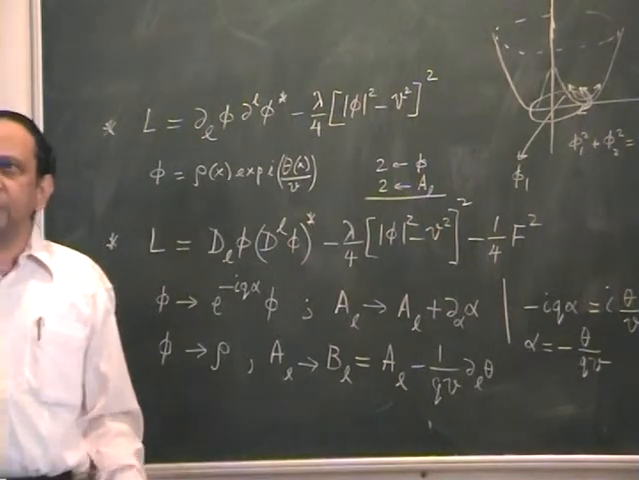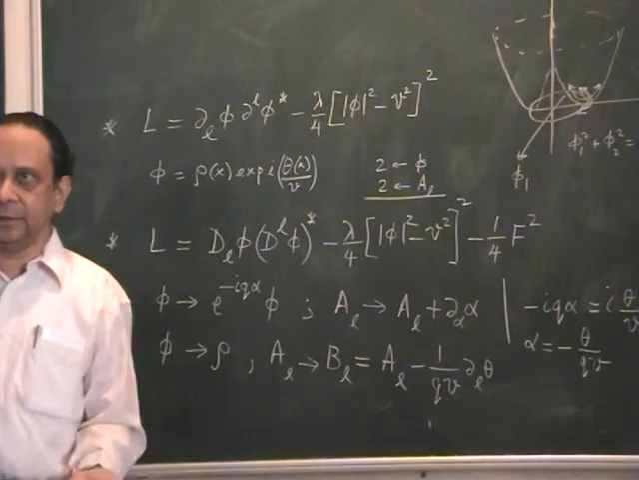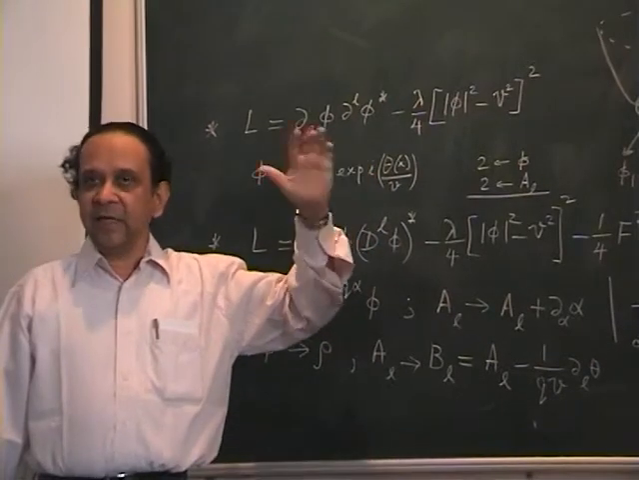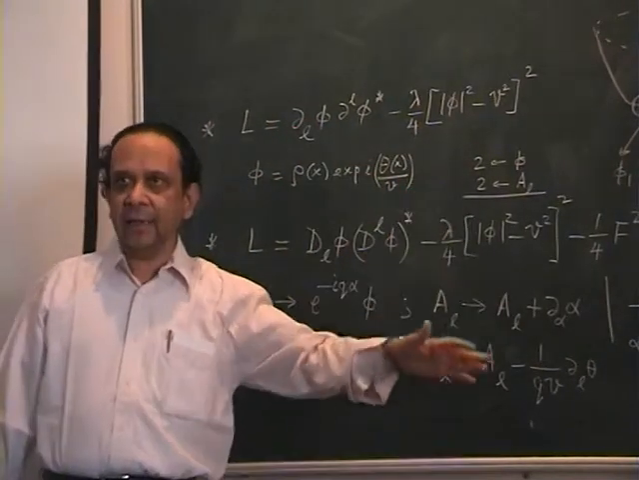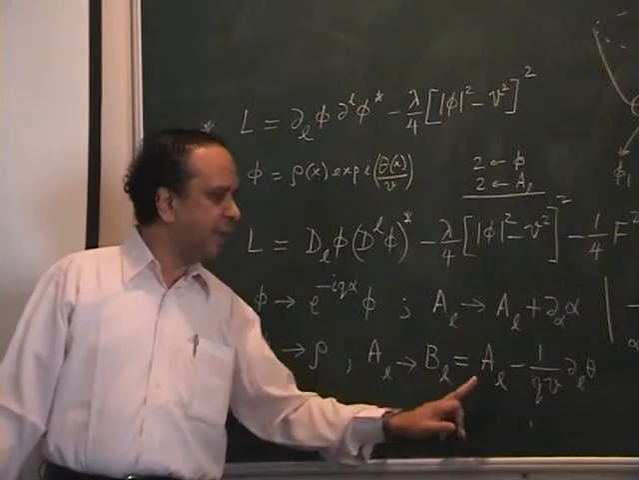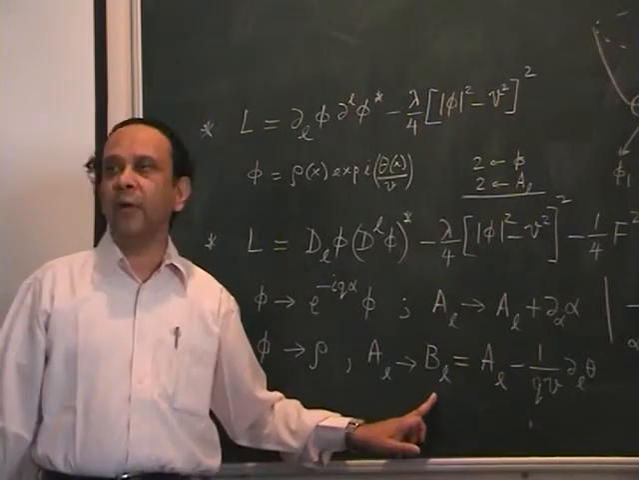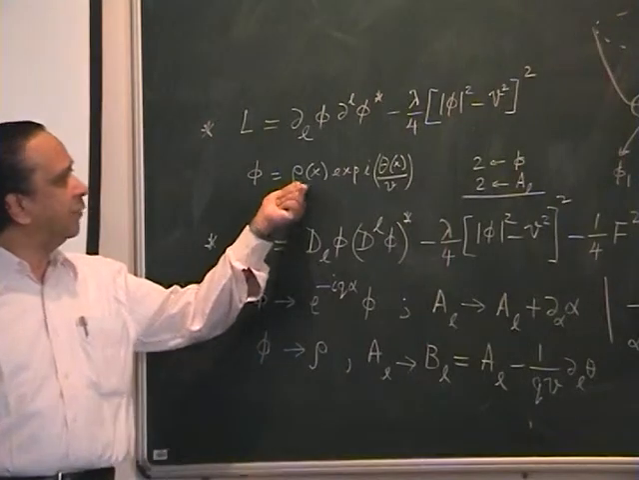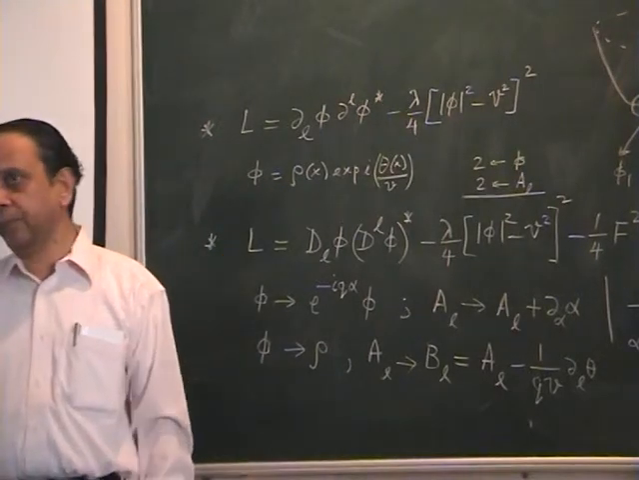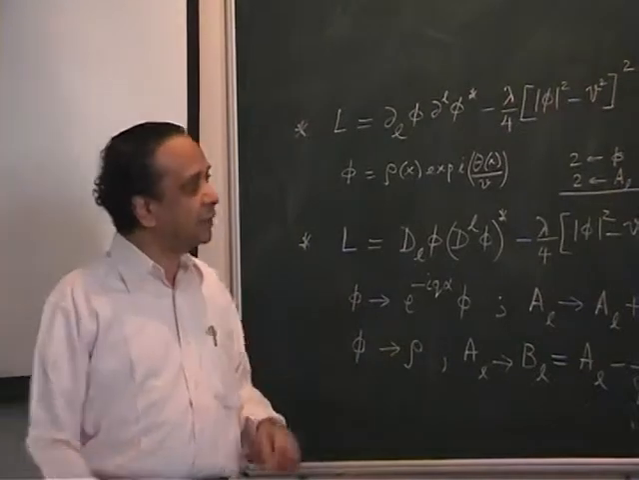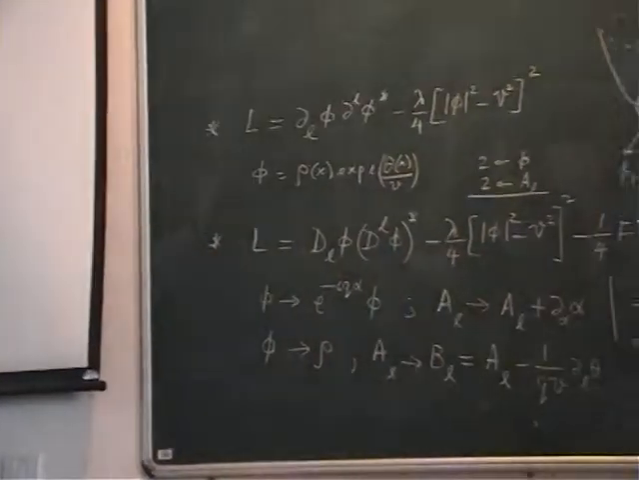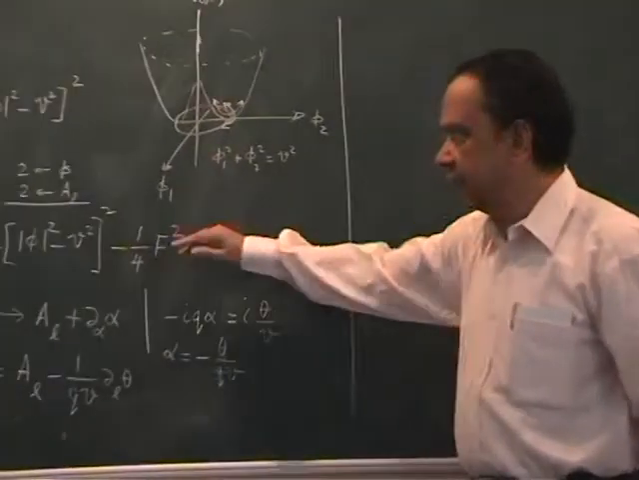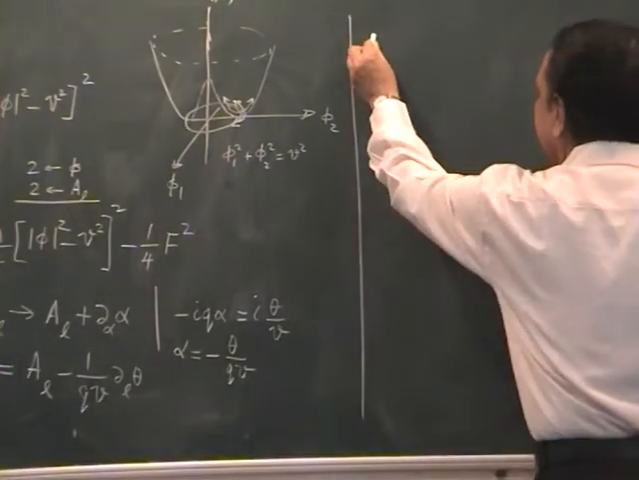So you can think of it, if you want, as a field redefinition. You eliminate your rho, you eliminate your theta, but instead of saying it is eliminated, you say that the theta and A are combined together to form a new field BL. Okay? And you have the remaining degree of freedom stuck in rho. Alright? Now let us ask what the Lagrangian looks like in terms of these fields. So we want to look at this Lagrangian.